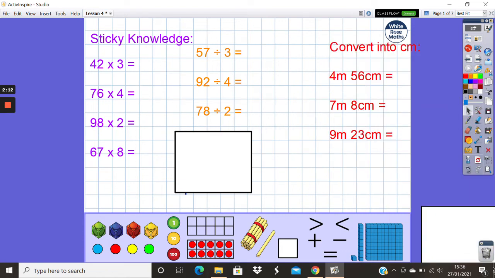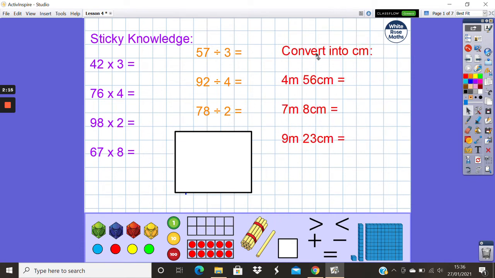Okay, our next one then is convert the following measurements into centimetres. So we've recently been looking at length, so we should know that in 1 metre there are 100 centimetres. So 4 metres, 56 centimetres would become 456 centimetres. Okay, let's see if you can have a go at the next two.